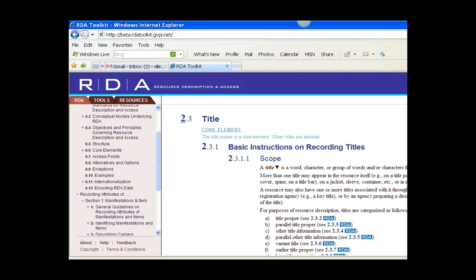I'm not going to go over the RDA Toolkit, but I will be showing some screenshots. This is a screenshot from the RDA Toolkit, and you'll notice this is from section 2.3, where it deals with the title, and you'll see in a light blue color under title that it's identified as a core element. Other titles are optional, but the title proper is a core element.